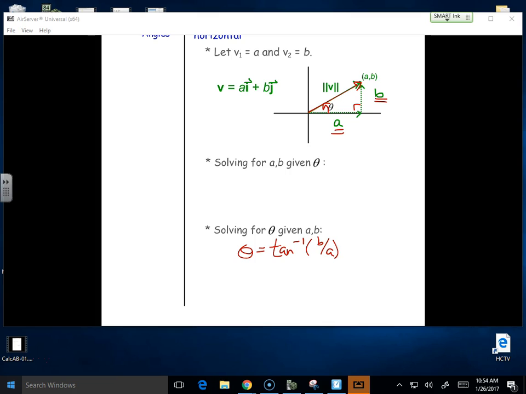Okay. How do we solve for A and B if we know theta? Well, kind of. Wait a minute. For the angles, right? If I put a tangent, can I find A and B, or am I going to find B over A? You're going to find B over A. We don't want to find B over A. We want to find A and B.